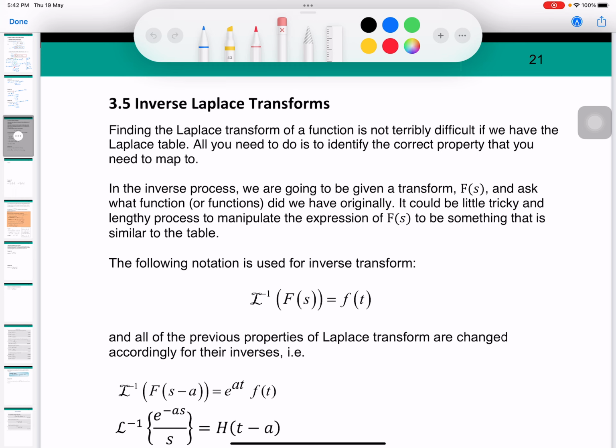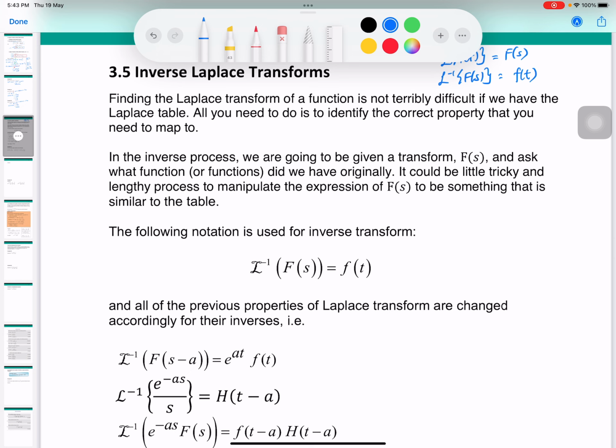Now we are at the second half of chapter 3, which is on inverse Laplace transform. So assuming that you know what is Laplace transform, where Laplace of f(t) equals F(s), now we are going to do the reverse. That means the inverse Laplace of F(s) will give you back f(t). So if you have already mastered the Laplace transform, by right you shouldn't have problem with this inverse Laplace.